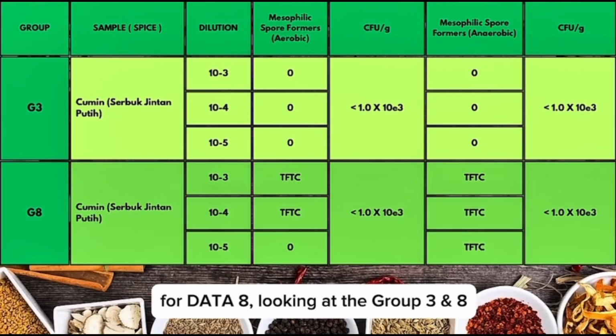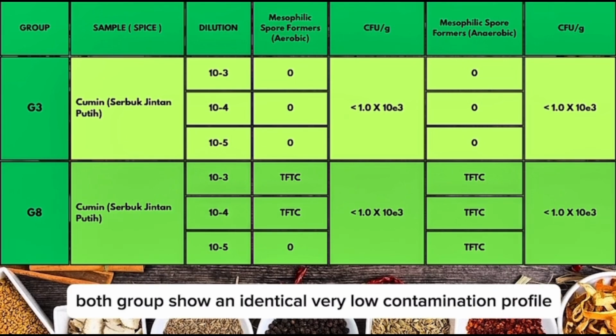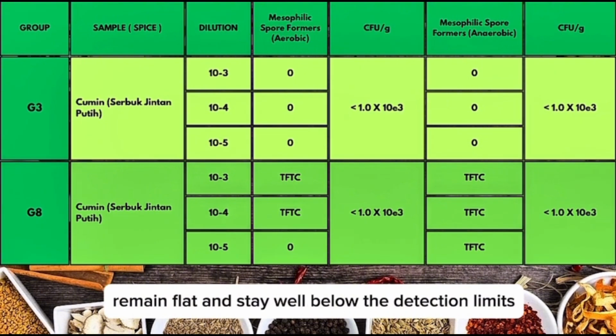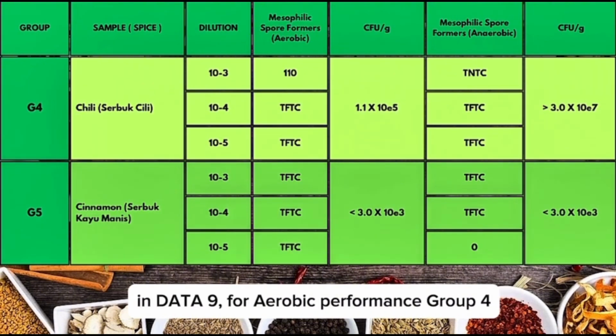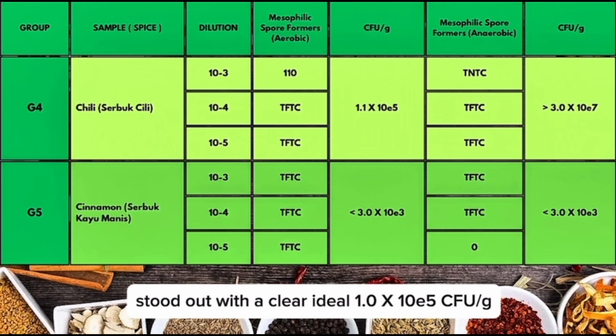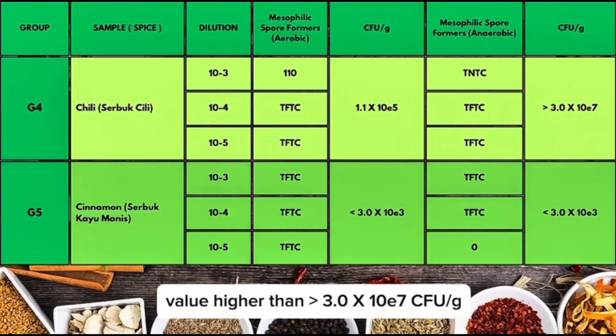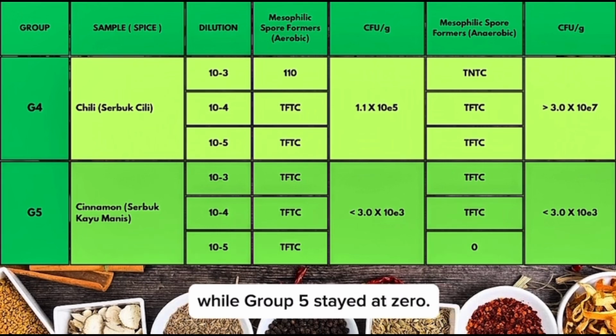For data 8, looking at the group 3 and group 8, both groups show an identical very low contamination profile, where both aerobic and anaerobic spore counts remain flat and stay well below the detection limits. In data 9, for aerobic spore formers, group 4 started out with a clear ideal count of 1.1 times 10 to the power of 5 CFU per gram, while group 5 was low. For anaerobic spore formers, group 4 hit a heavy TNTC value higher than 3.0 times 10 to the power of 7 CFU per gram, while group 5 stayed at 0.